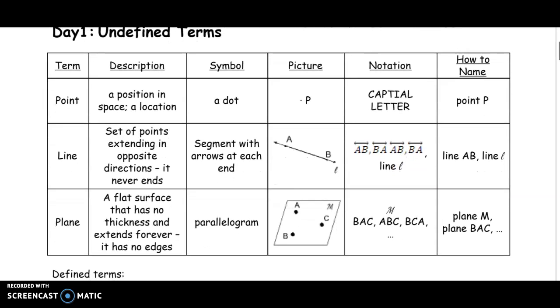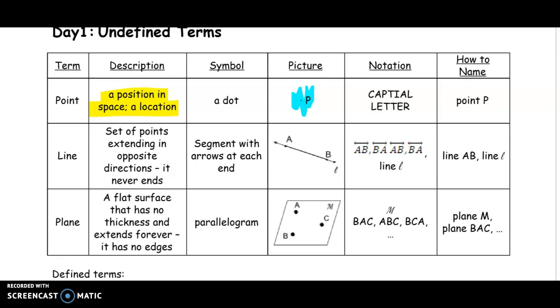The term point refers to a position in space or just a simple location. We see it as a dot, and in a picture it looks something like this. It's just a dot labeled with a letter. The notation will always be a capital letter, and we just name it by saying point P. It's very small. You see it all the time. It's just kind of like a dot.